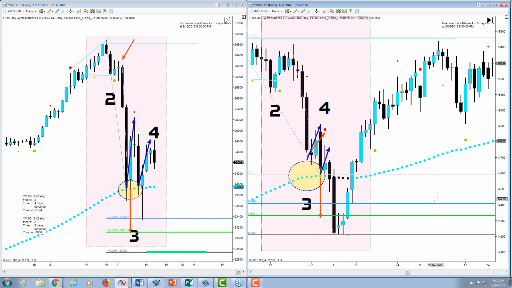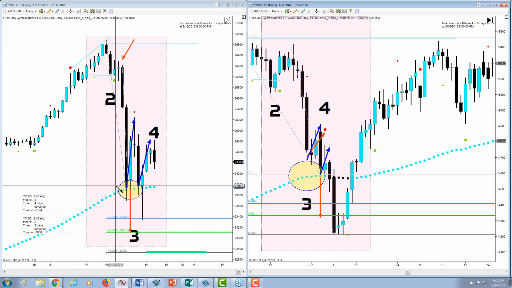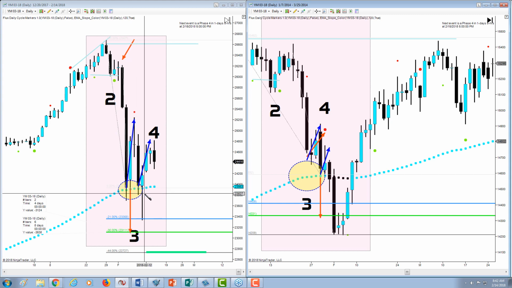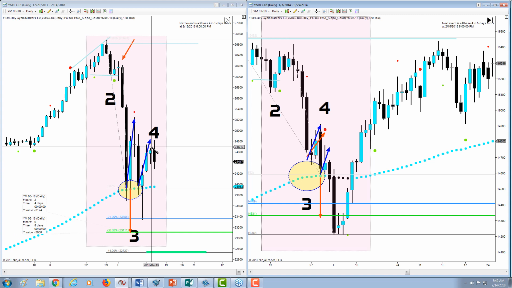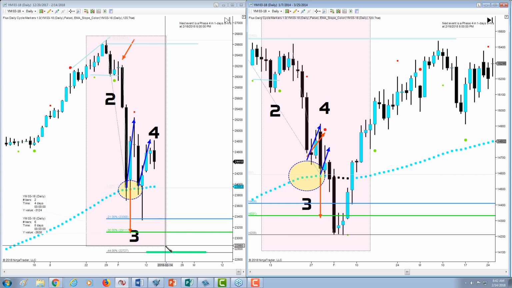And then the drop. Drop to the MA. Drop towards the MA. Pull back. Second drop. Pull back. Third drop. All right, I think I got it. I think I figured it out.